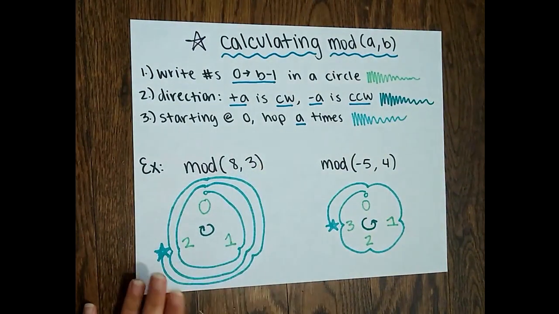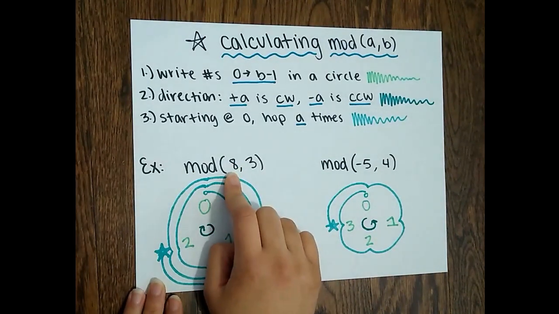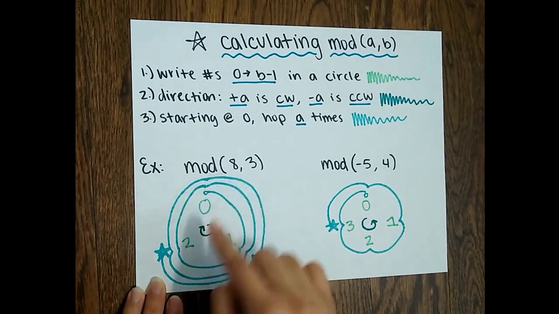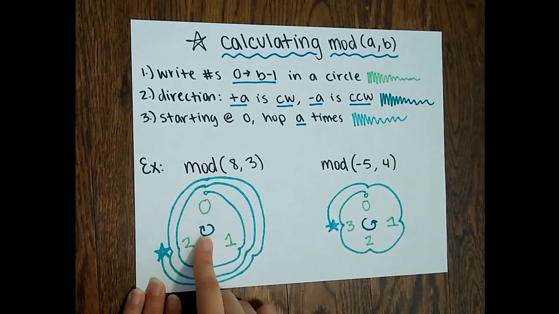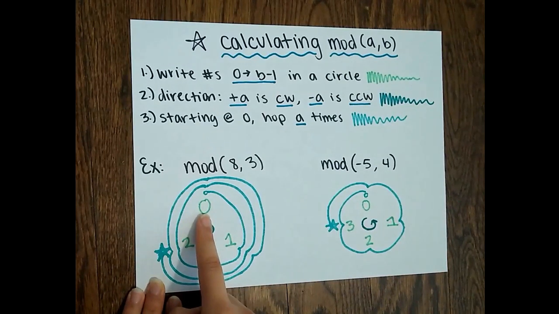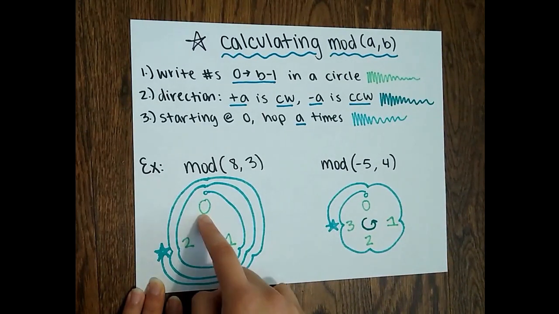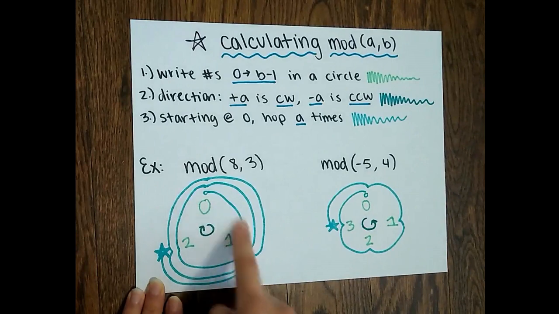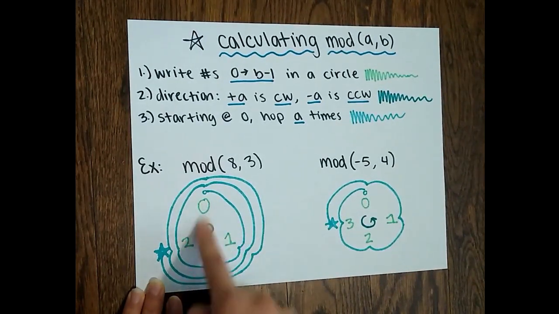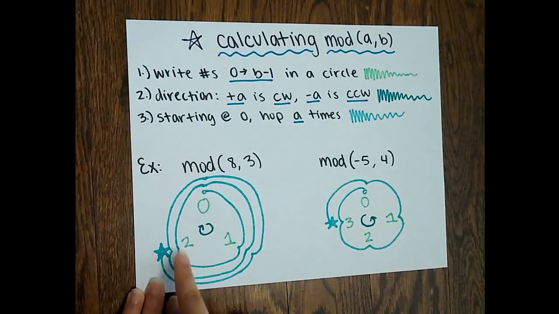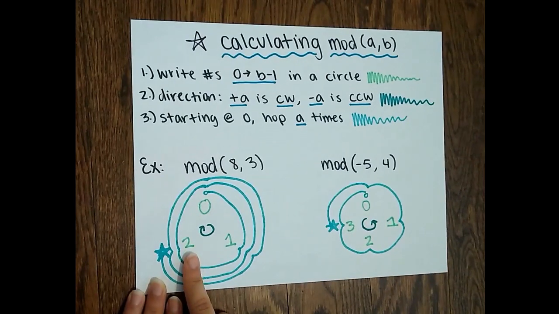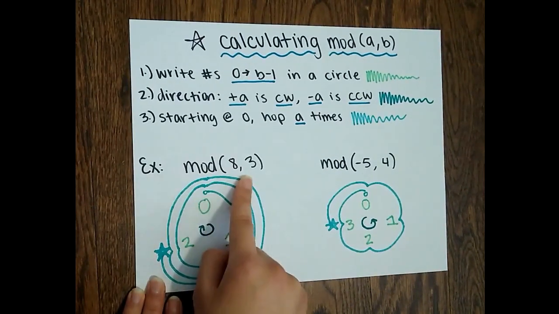Then we're going to have to determine the direction to move in. So if a is positive, which is the case here, we're going to move clockwise. So I just drew a little clockwise arrow. And then starting at 0, we're going to hop a number of times. So we're going to start at 0 and hop 8 times. 1, 2, 3, 4, 5, 6, 7, 8. And we land at 2. So we know that 2 is the answer to mod 8 by 3.